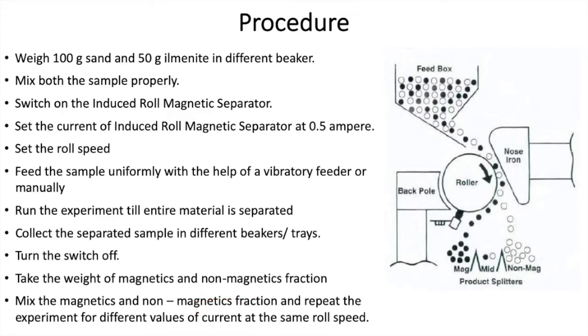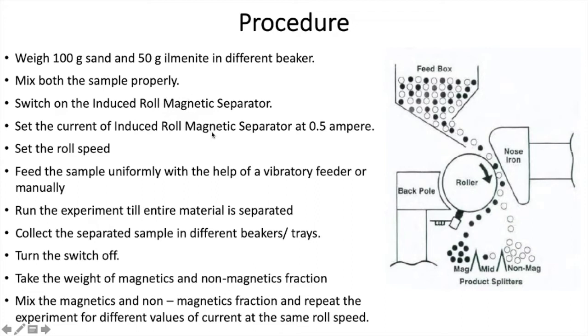This is the procedure defined for the second aim. We'll prepare the material in a similar way. We'll take 100 grams of sand and 50 grams of ilmenite in a different beaker. We can prepare a fresh sample or take the sample from the previous experiment, because the nature is not going to change. It already contains 100 grams of sand and 50 grams of ilmenite. So we'll prepare the sample like that, and we'll turn on the device.